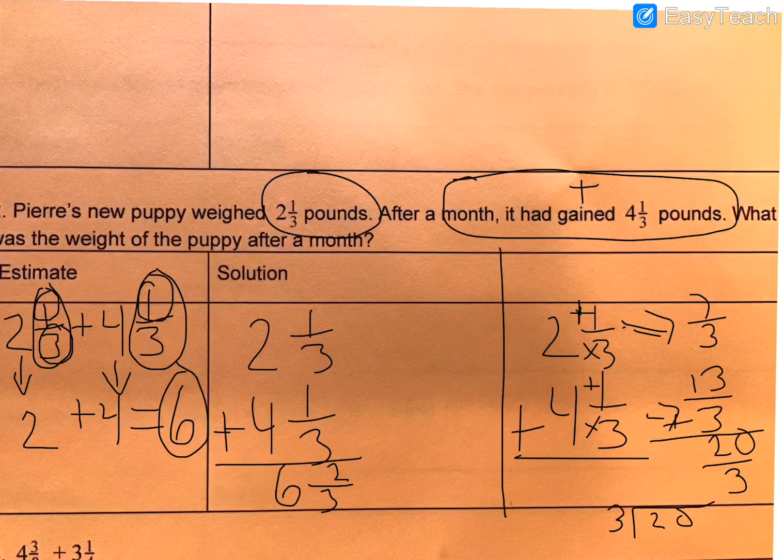All right, and we should get 6 and 2/3. 3 doesn't fit into 2, but it does fit into 20 6 times. 6 times 3 is 18. You subtract, and you're left with the remainder of 2. It's probably kind of hard to see that 2 there. So our whole number was 6. Our remainder was 2. And our divisor was 3. 6 and 2/3, just as we had over here when we solved it using the standard algorithm in method 1.